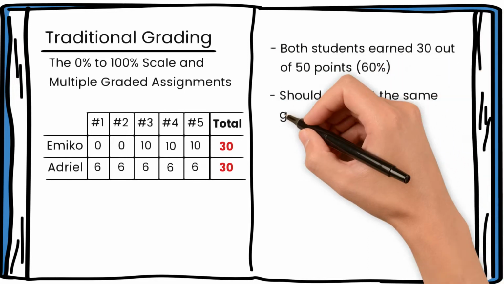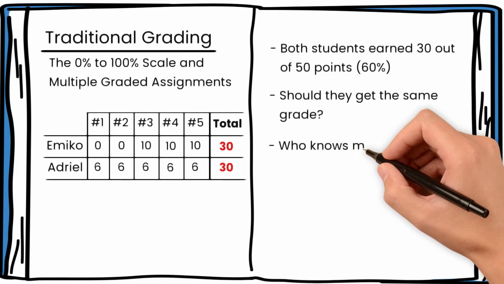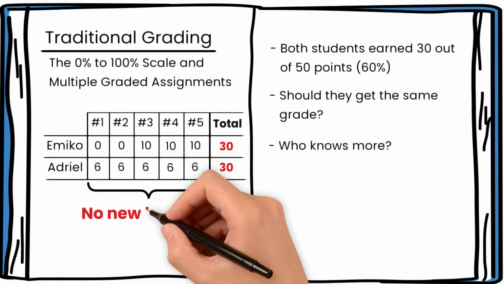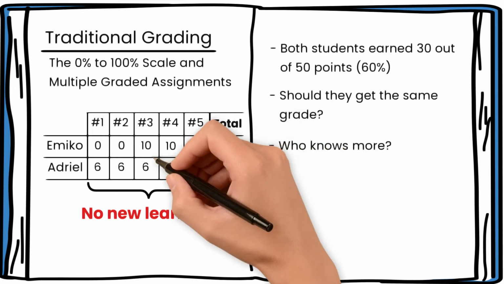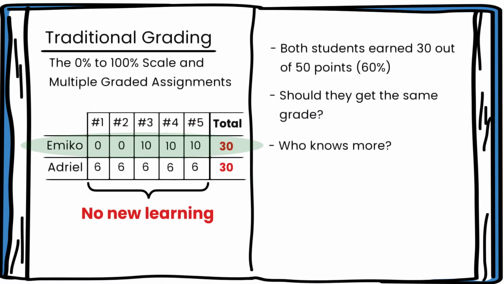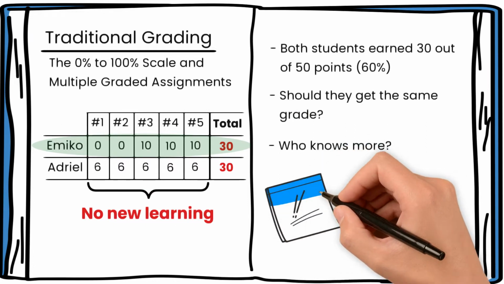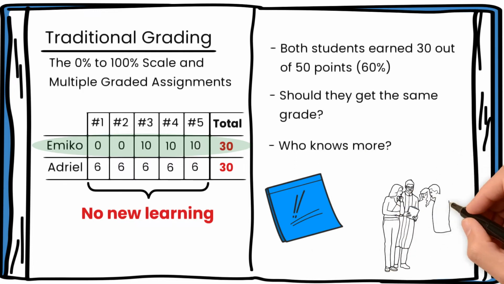Do you think they should? Or does it appear that one student has a better understanding of the concepts? Adriel earned the same score each time and clearly did not improve his understanding over time. On the contrary, Emiko didn't understand the concept at first, but eventually learned the concept and demonstrated she'd mastered the content.